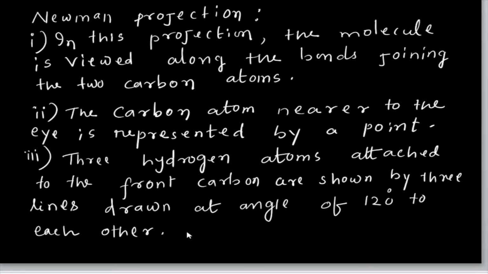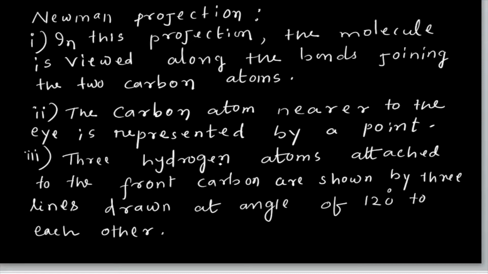In the Sawhorse projection it is clear: a straight line, either tilted to right or left, generally tilted to the right side, and at the lower end of the carbon is the first carbon that you can view. And now it is the Newman projection. What is Newman? Newman was a scientist who also gave one projection for the eclipsed and staggered forms. In this projection, the molecule is viewed.